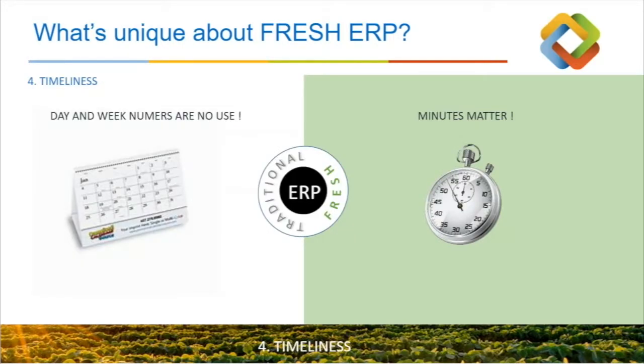The next area to consider is timeliness. Traditional ERP systems work in day and week numbers. Well, given that your tray of strawberries can go off in a matter of hours, having a system that plans to day and week numbers is really of no use to you. What you actually need is a system that can cope with hours and minutes, and better still, a system that works in true real time, as does LINKFRESH.